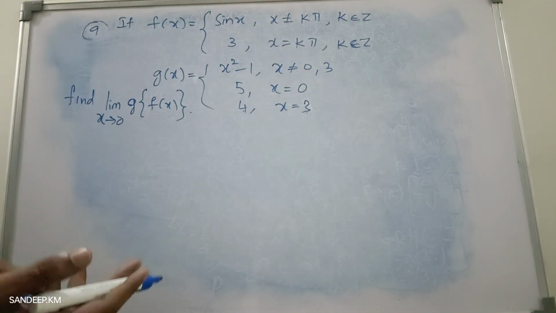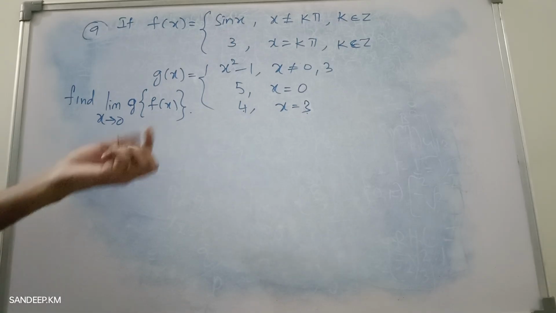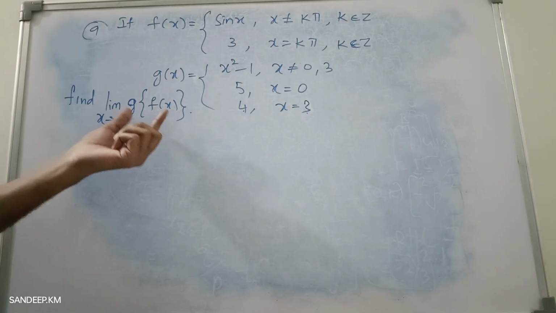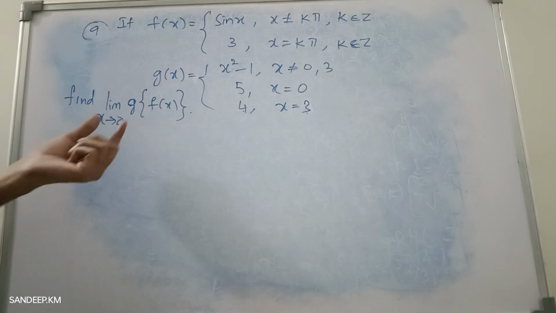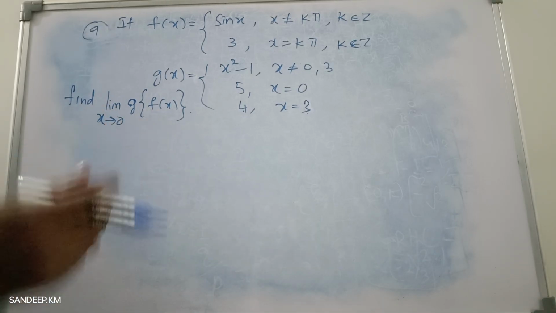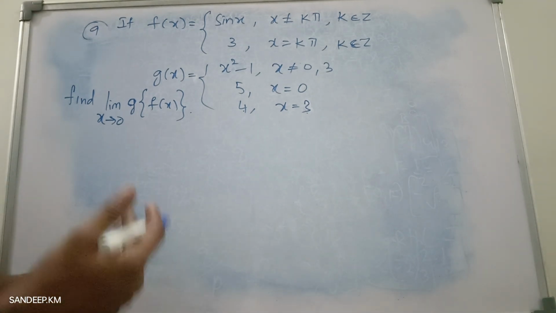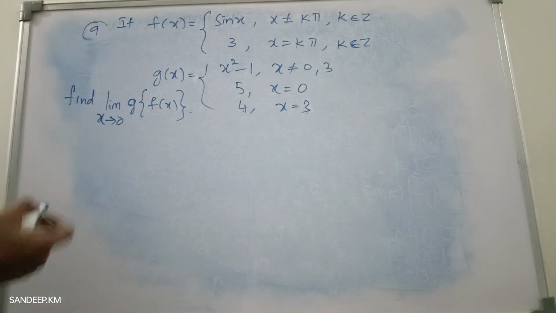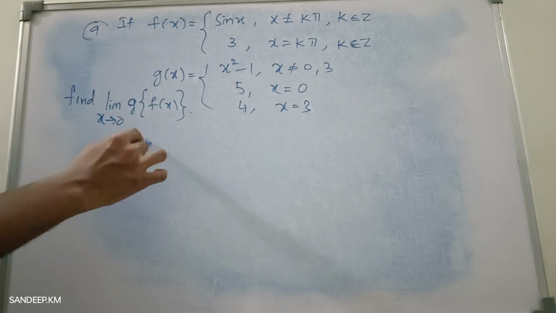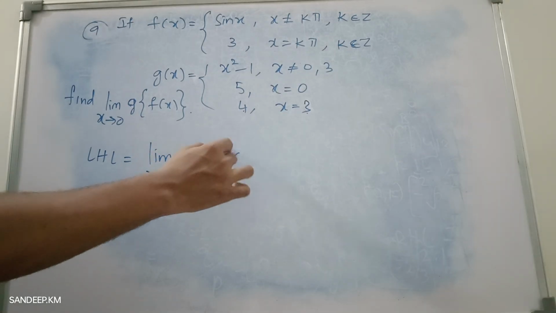And what are they asking? They are asking us to find limit x approaches 0, g of f of x. It is a composite function, correct or not? So observe how I am solving composite functions. When limit x approaches 0, they are asking the limiting value of a composite function. See how I am solving it and try to use it in different models where they are using composite functions. Obviously, let us find LHL first. LHL is equal to limit x approaches 0 minus g of f of x.